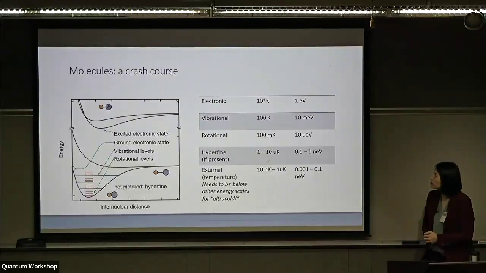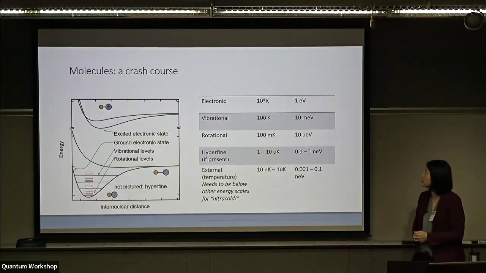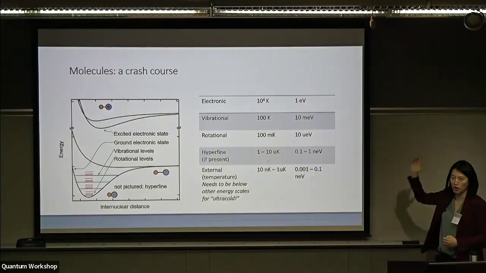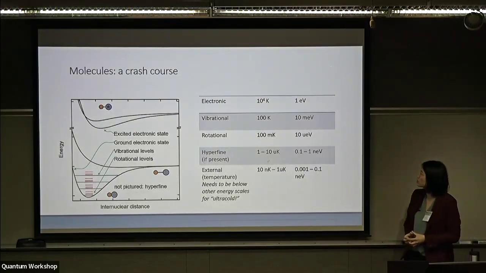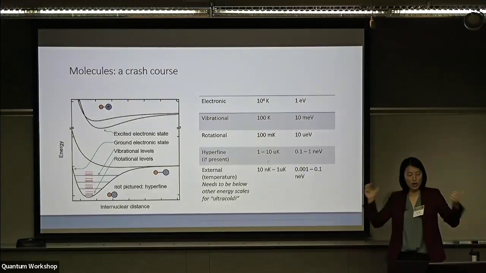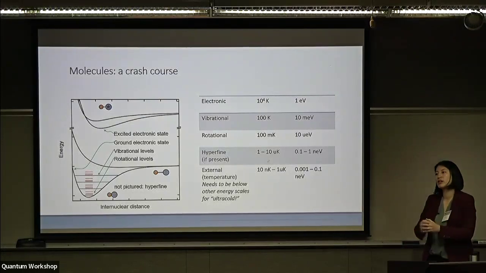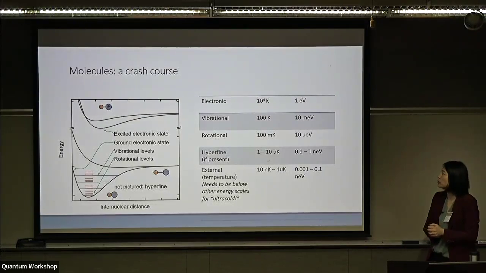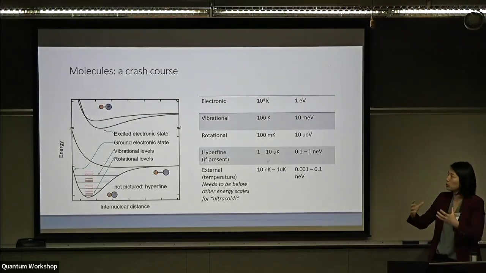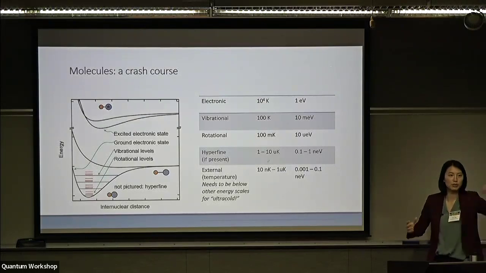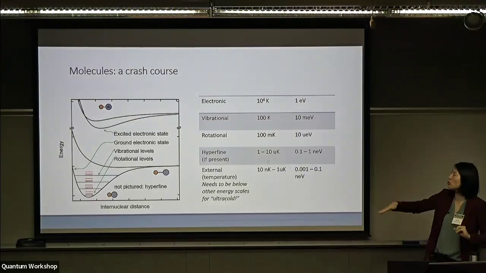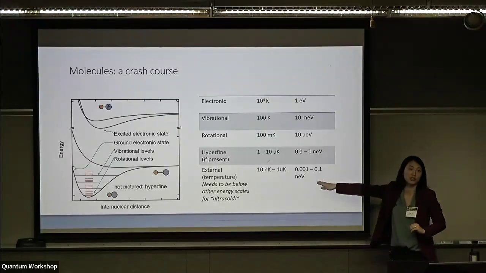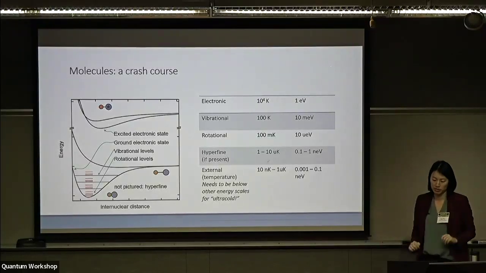So as a crash course for a non-AMO audience, I always like to put up this table and translate our energy scales into electron volts, which we don't often use. A molecule has electronic excitations, much like an atom, but it also has quantized vibration and rotation, unlike an atom. And we consider the molecule to be ultracold if its external temperature can be brought below all of these internal energy scales. So really, we're talking fractions of a nano electron volt in terms of temperature.